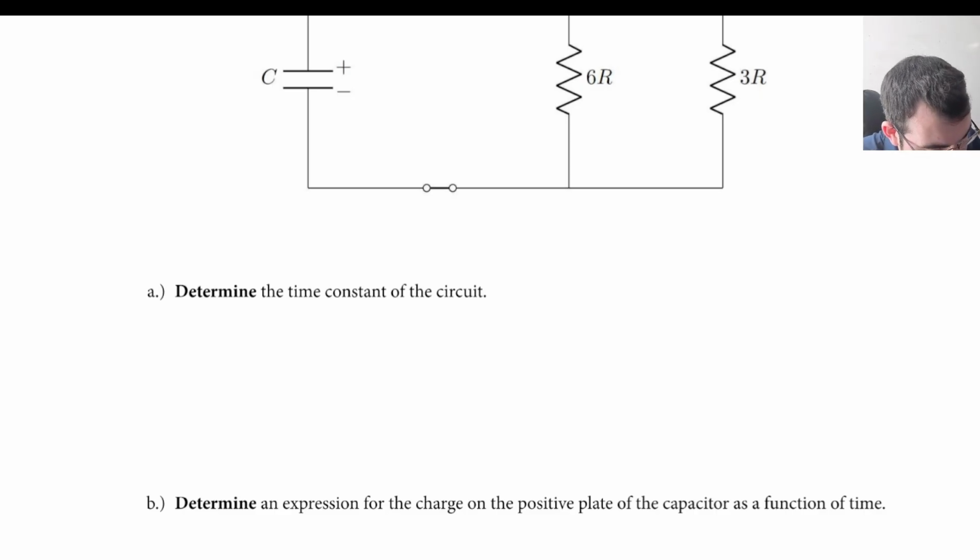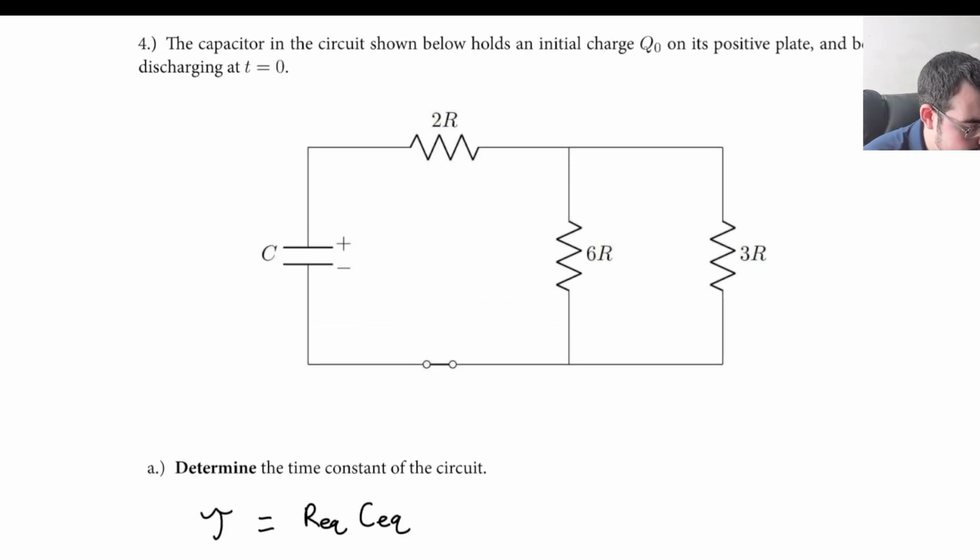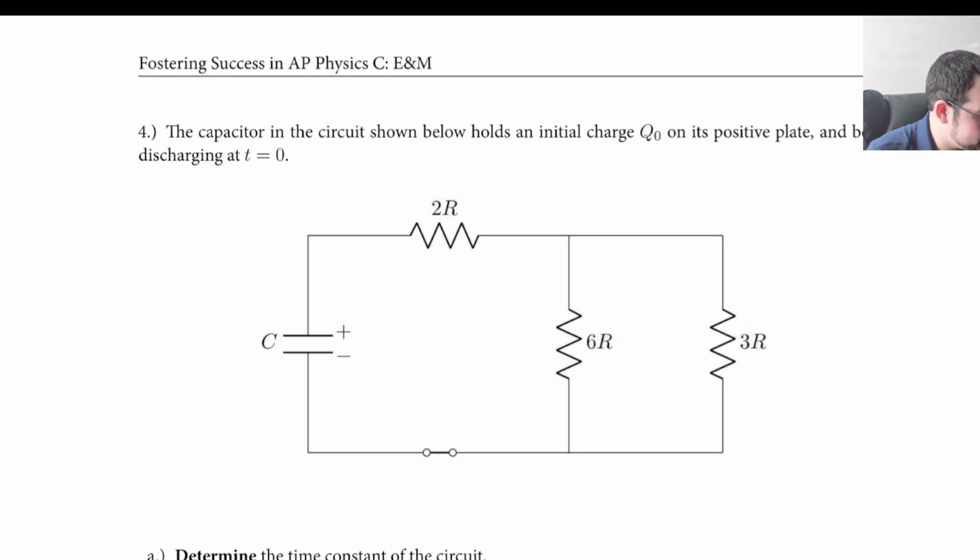Of course, the time constant of the circuit, we said tau is equal to Req times Ceq. So there's no capacitors to combine here. There's just a single capacitor, so that equivalent capacitance is just C. So I just have to find Req for this circuit. What is Req? Well, I have 6 and 3 over here, and those are in parallel. So (1/6 + 1/3) to the negative 1 is that resistance.